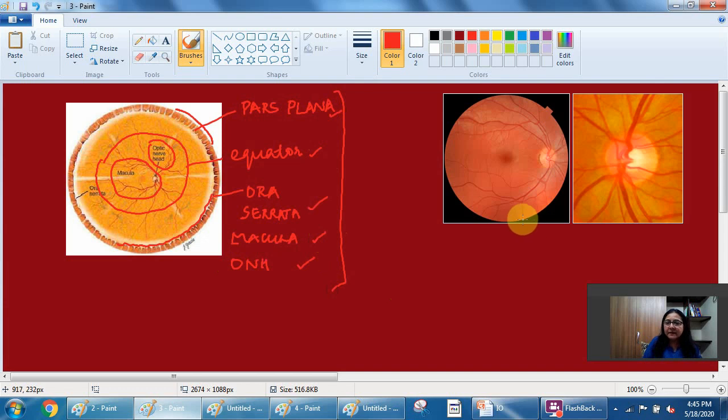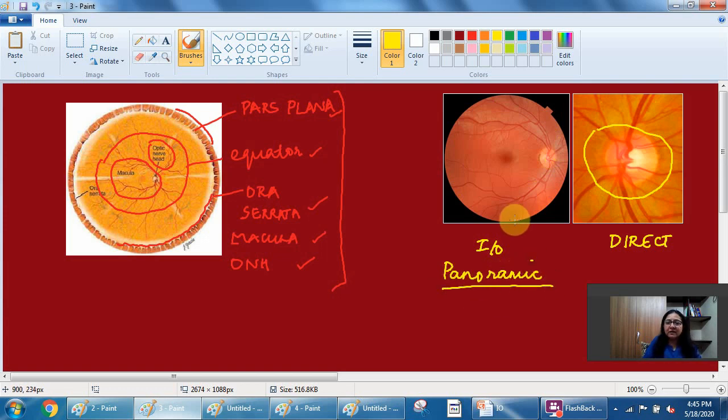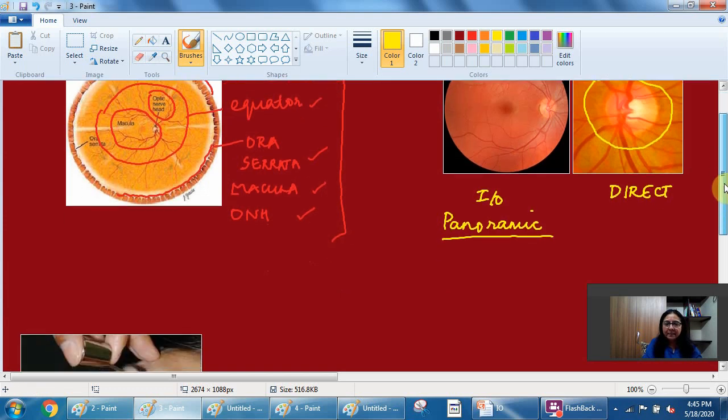If we compare the image seen by a direct ophthalmoscope with the indirect ophthalmoscope, this is the image by the direct ophthalmoscope. At one point of time you are seeing a magnified image, but the field of view is quite narrow, while with the indirect ophthalmoscope you see less magnification but a panoramic view. So that is the advantage of the indirect ophthalmoscope. We can see a large field in a single view.